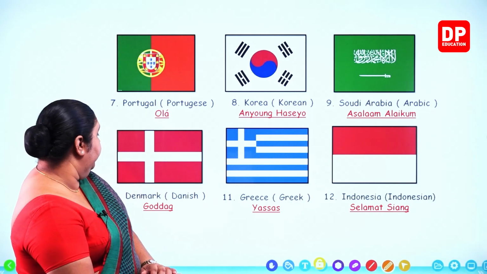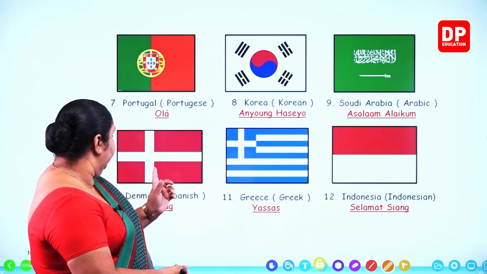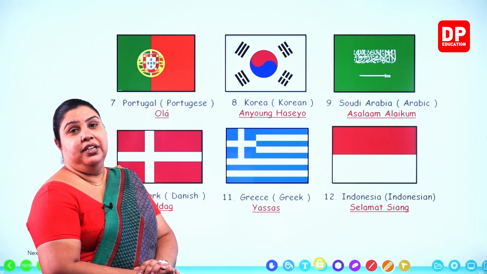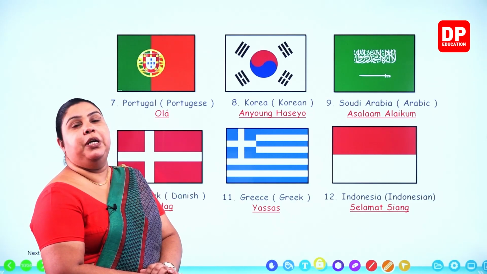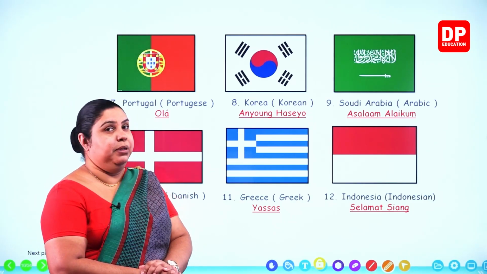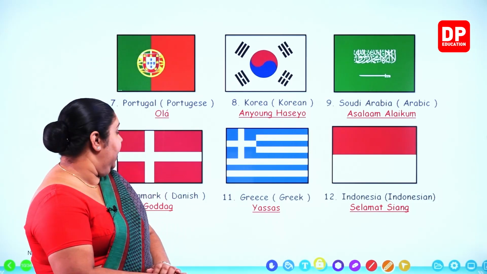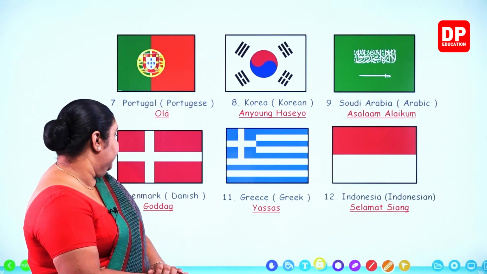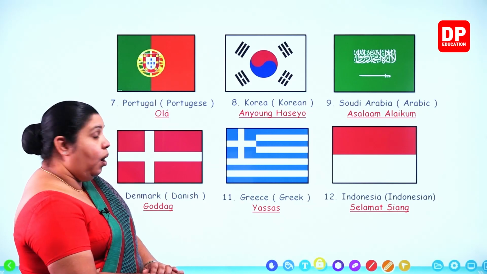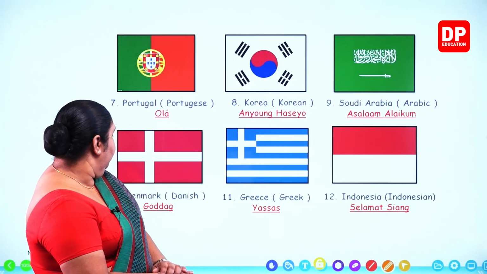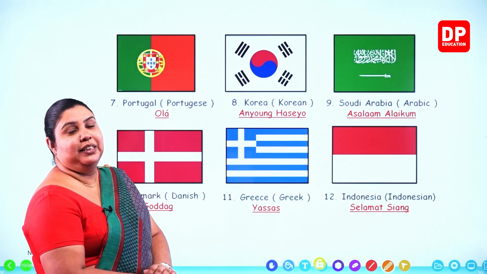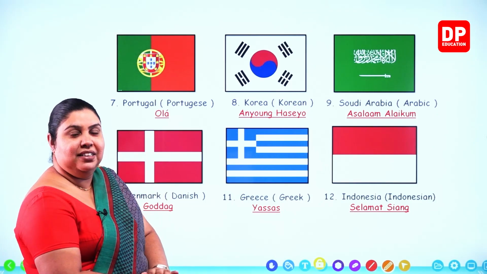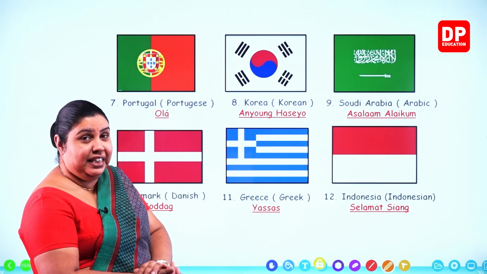Right. Then we come to Denmark. The language they use in Denmark we call Danish. We call them the Danish people. They speak Danish. How do they greet each other? God dag. God dag is how they greet. Different words. You have to listen and you can practice. Right? It's only a few greetings that you have to learn.